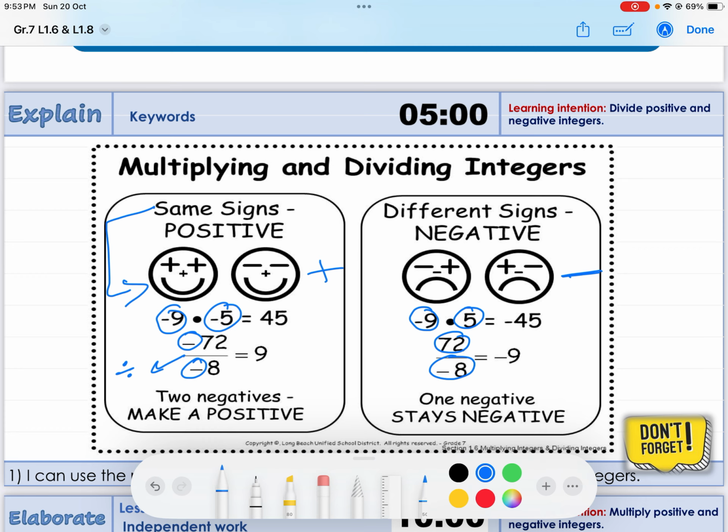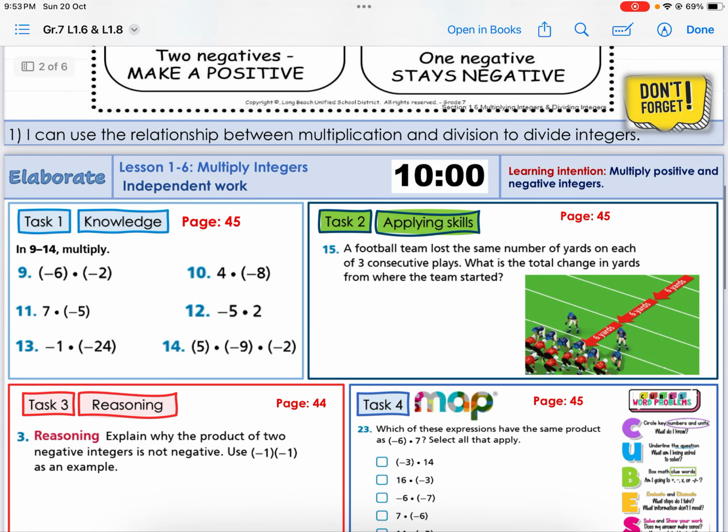Same sign, we are happy: positive. Different signs, we are sad: negative. Okay, now let's apply these two rules. These are the only two rules you need for multiplying and dividing integers. Same, positive; different, negative. Okay, let's move on.